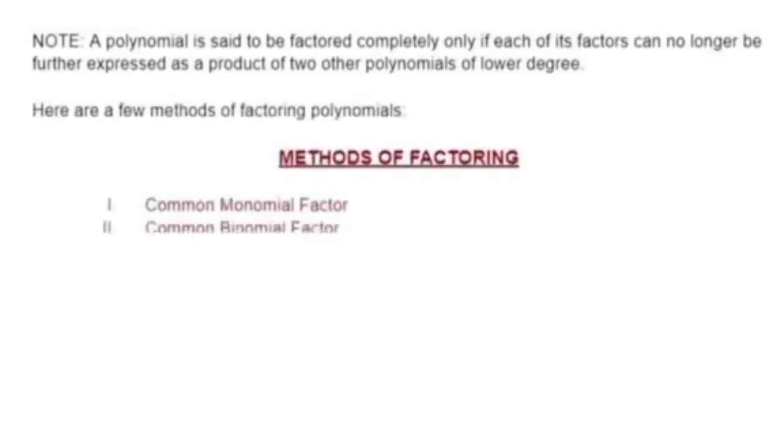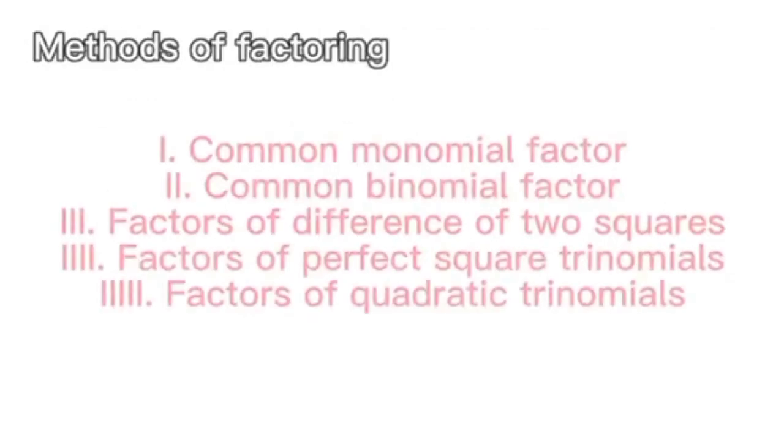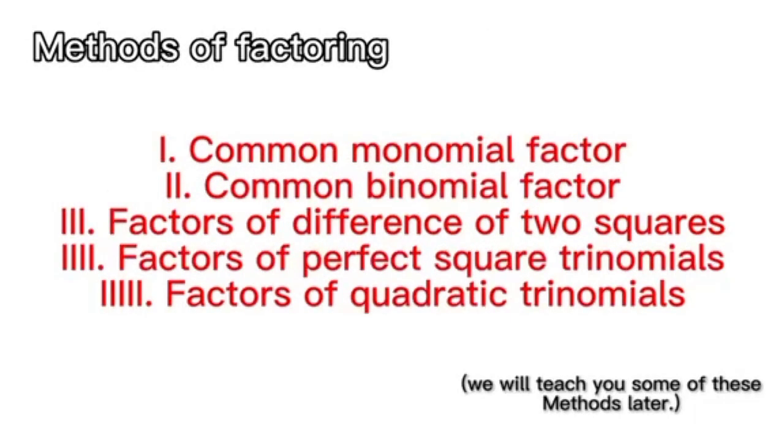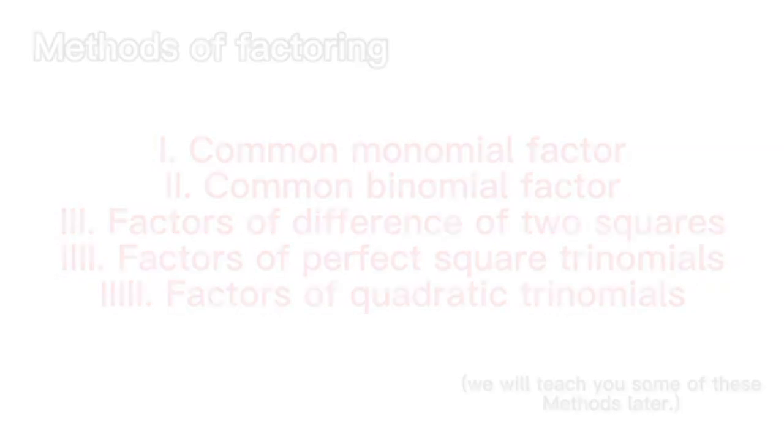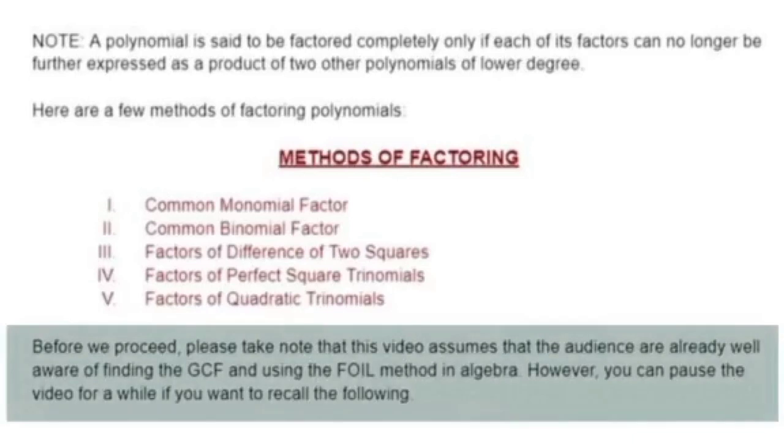Here are a few methods of factoring polynomials. Number 1. Common monomial factor. Number 2. Common binomial factor. Number 3. Factors of difference of two squares. Number 4. Factors of perfect square trinomials. And last but not the least, number 5. Factors of quadratic trinomials. Before we proceed, please take note that this video assumes that the audience is already well aware of finding the GCF and using the FOIL method in algebra. However, you can pause the video for a while if you want to recall the following.